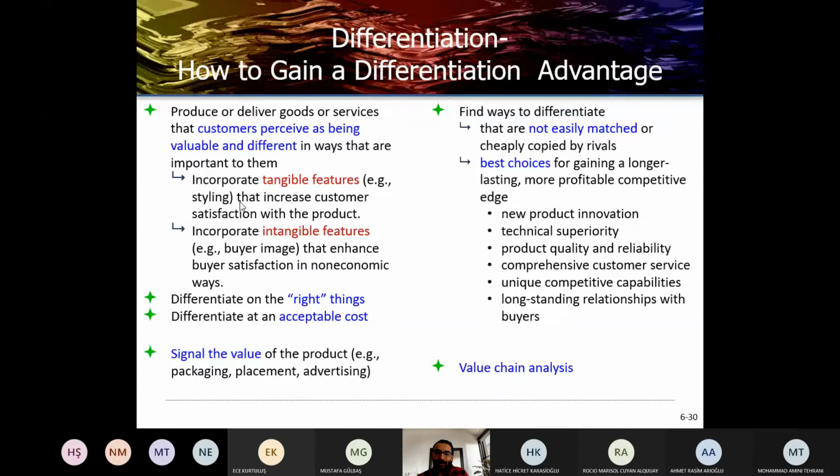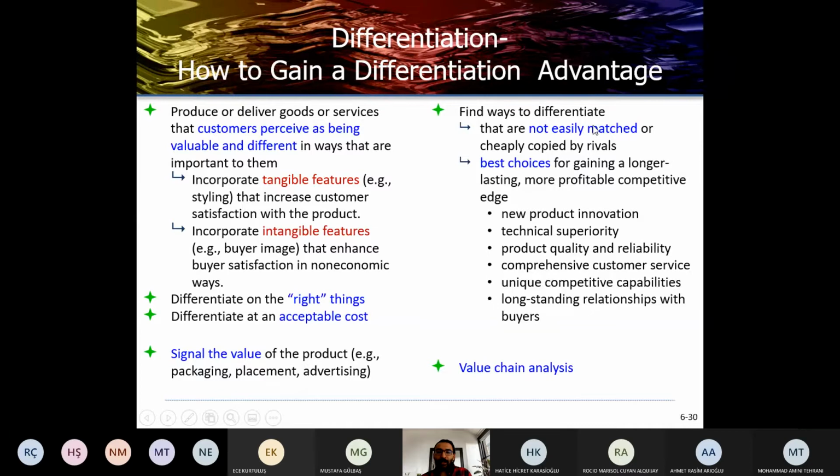What is the difference? Is the product that quality? I mean, it's just a cloth, right? Okay, it's a quality cloth, but how come they can charge 10 times more than an average rival? It's the brand value. So it's a lifestyle. Maybe not everyone could buy that product, okay? I want to buy that product, and I want to feel differentiated, because it's a luxury thing, okay? And signal the value of the product by packaging, placement, advertising, and find ways to differentiate.